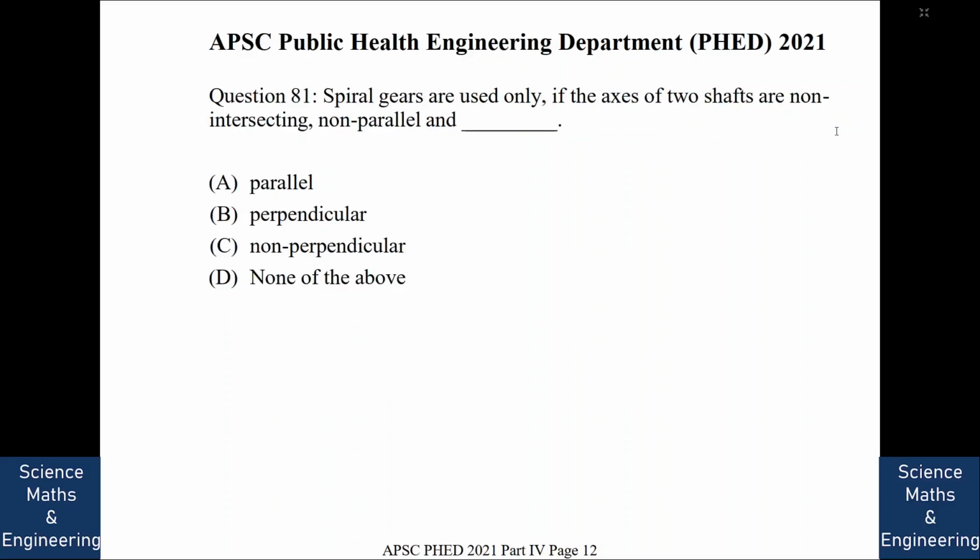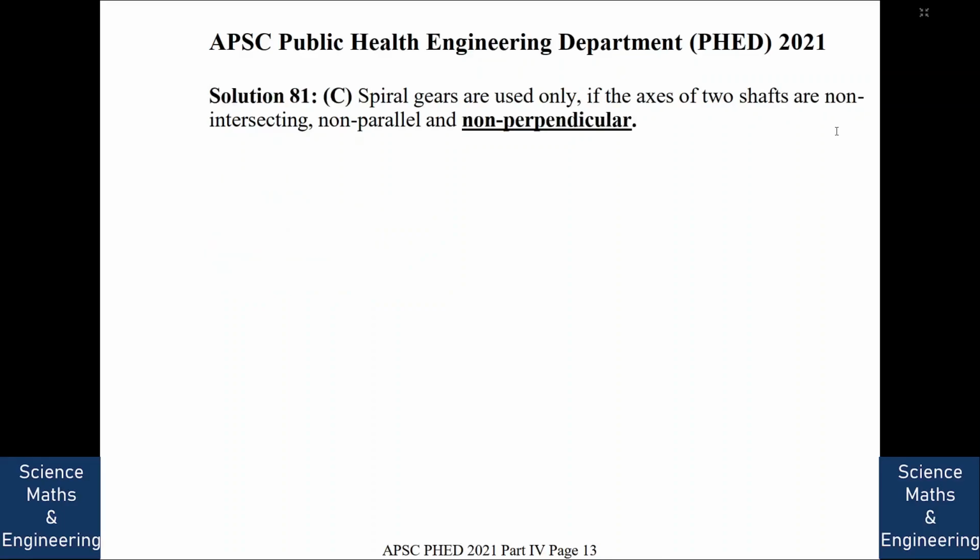Spiral gears are used only if the axes of two shafts are non-intersecting, non-parallel, and non-perpendicular. We'll go to the next question.